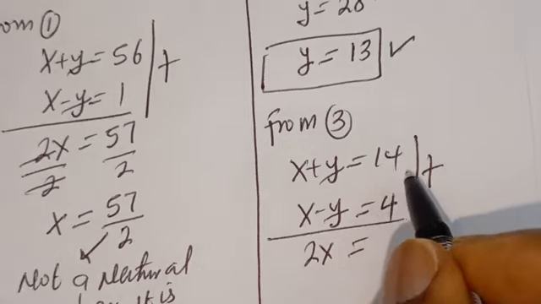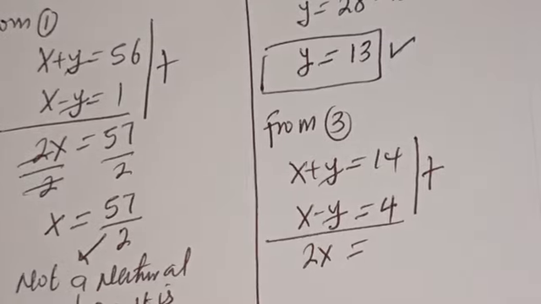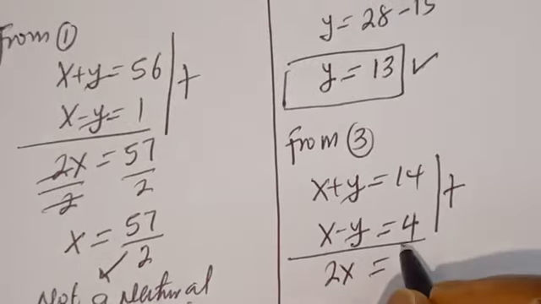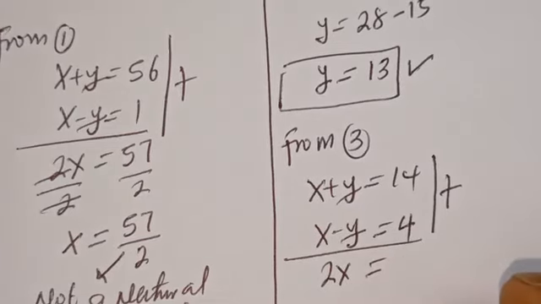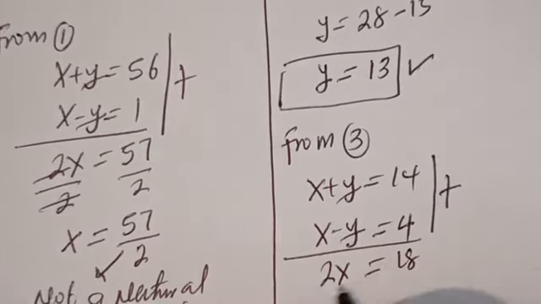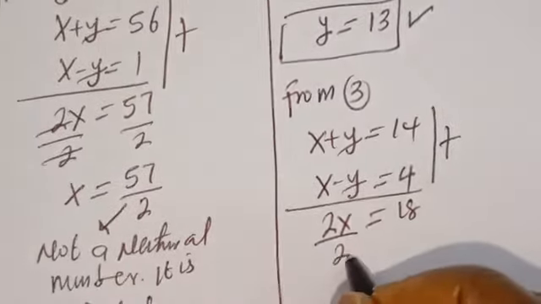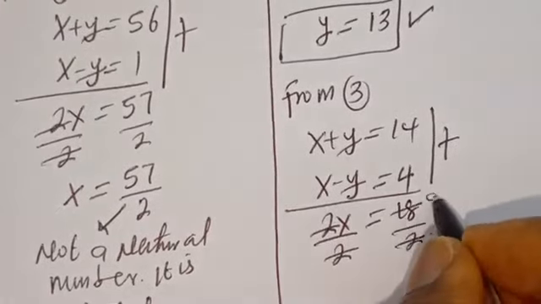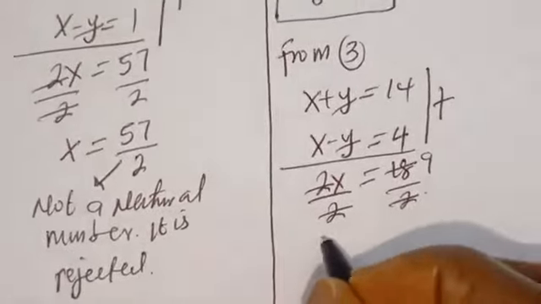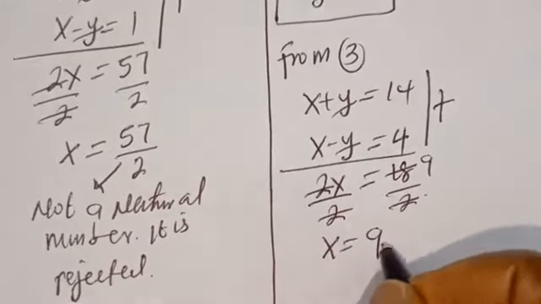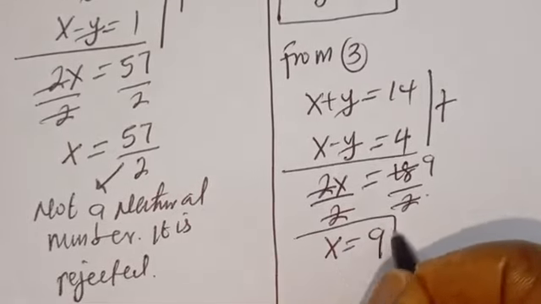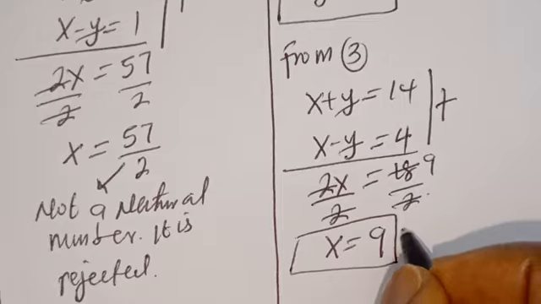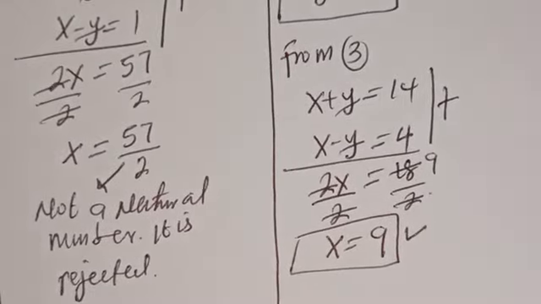That is 18. Then let's divide it by 2. Divided by 2, this will cancel this. 2 here 1, 2 here 9. x is equal to 9. And of course, this is also a natural number.